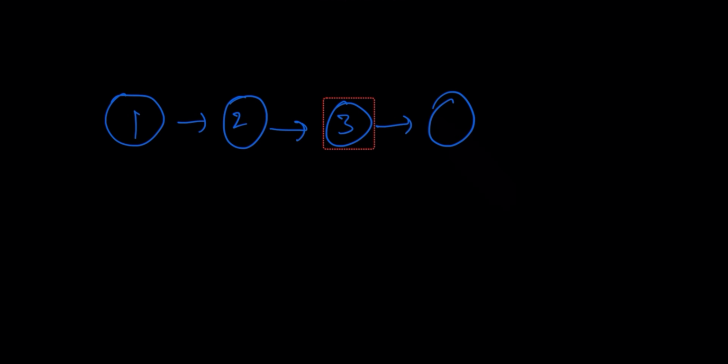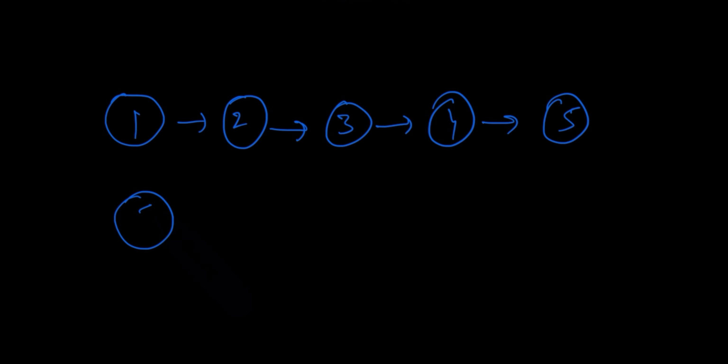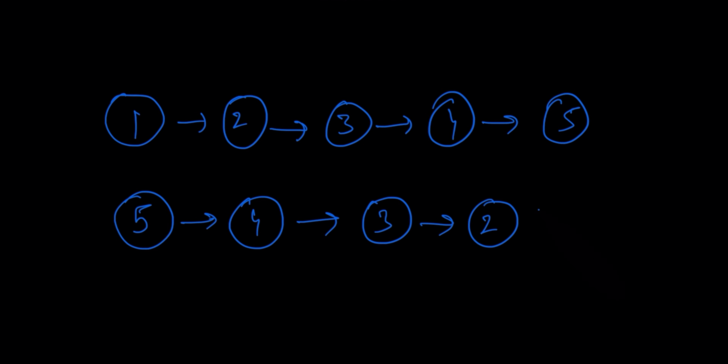So in this problem we have a linked list: 1 pointing to 2, 2 pointing to 3, 3 pointing to 4 and 4 pointing to 5. And in the end we have to return a reverse linked list. So we need to point 5 to 4, 4 to 3, 3 to 2, and 2 will point to 1.